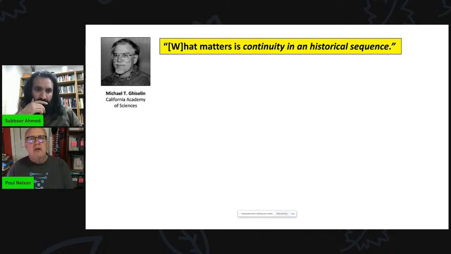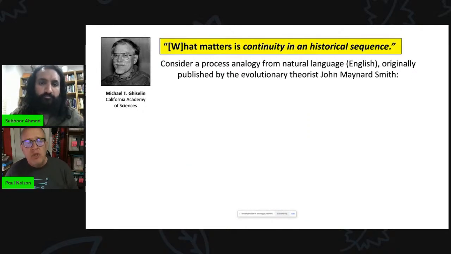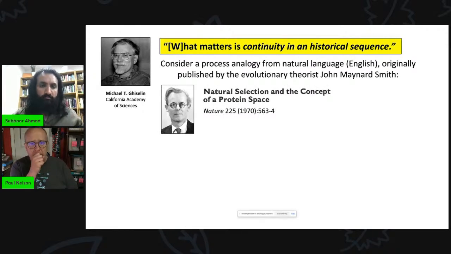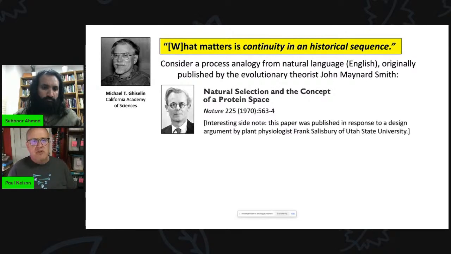All right. Now, this becomes a problem when we look at things like proteins, because the origin of proteins, the original origin of the proteins that give us the cellular state, is a question mark. Now, I want to refer to a paper by John Maynard Smith, published in 1970 in Nature. Interestingly, that was published in response to an intelligent design argument by a biologist at Utah State University. It's a case of intelligent design provoking an interesting evolutionary theoretical development.